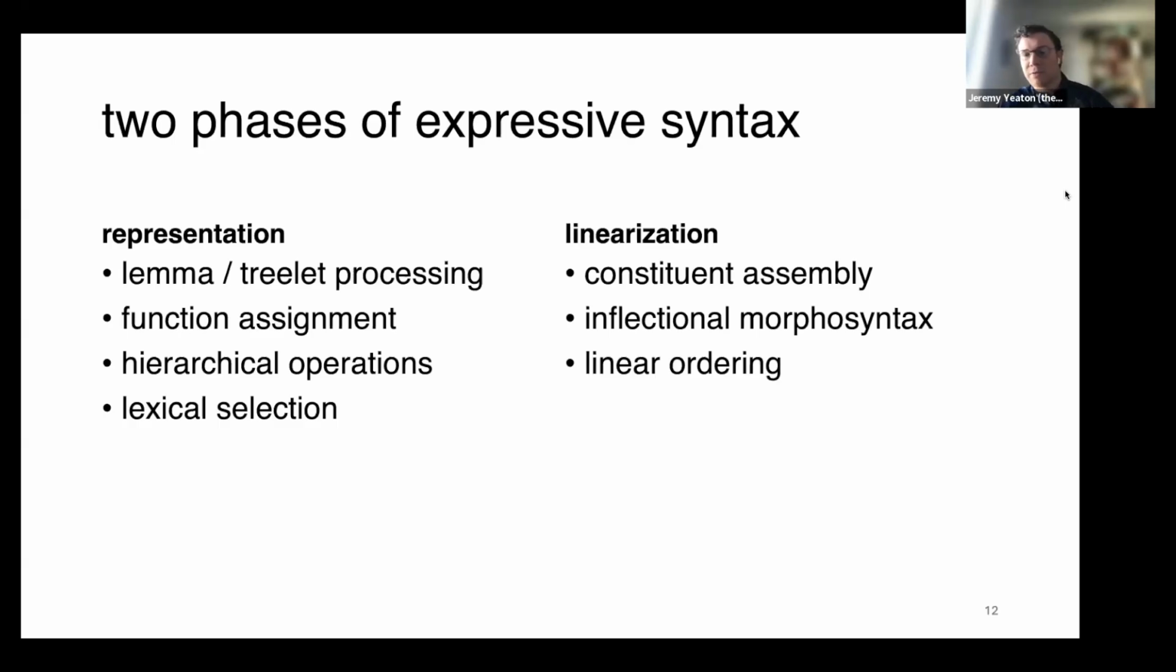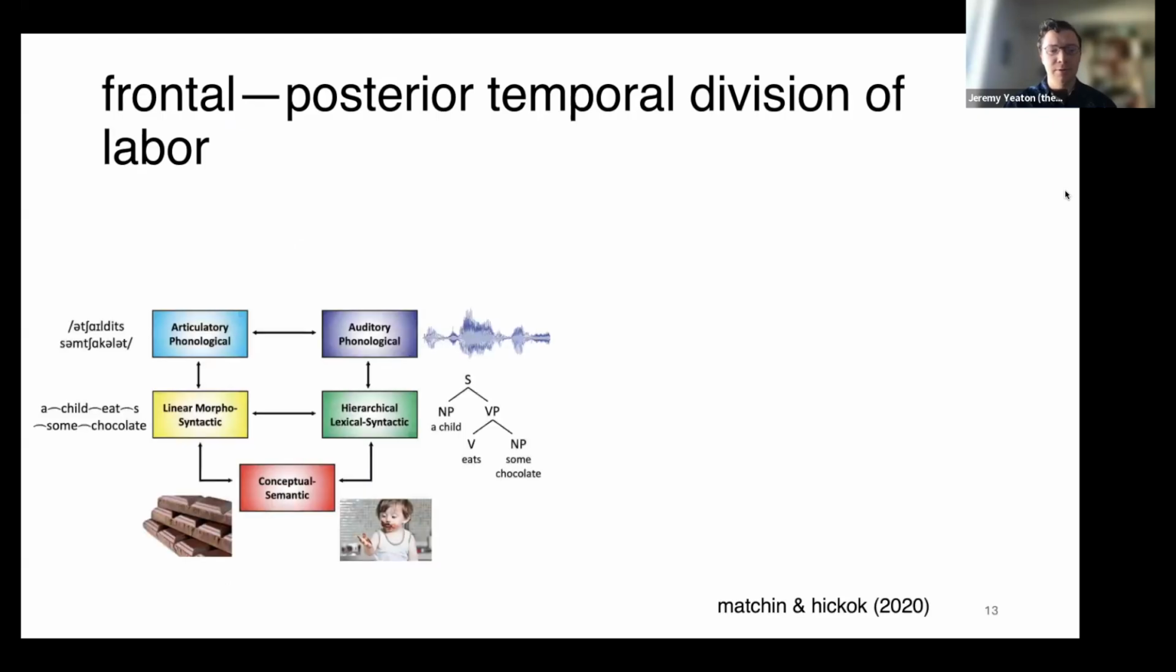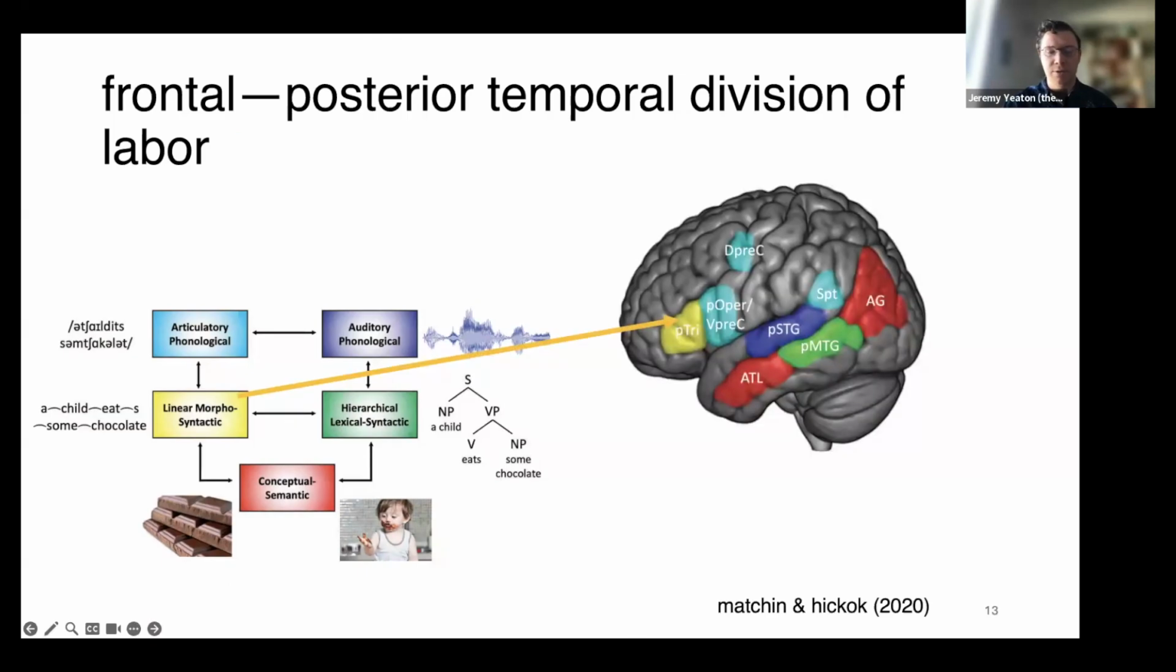So then if we have this sort of theoretical distinction between these two processes, perhaps we also have a neural one. So I'm going to steal William and Greg's figure here, where we're seeing this linear morphosyntactic versus hierarchical operation. And so our linearization side is happening in the inferior frontal lobe, and our hierarchical or representation side is happening in the temporal lobe.